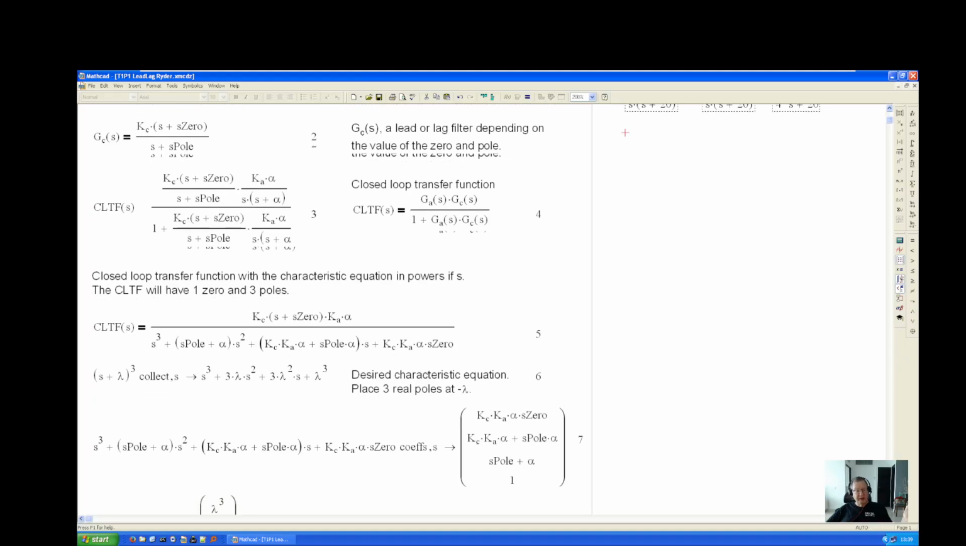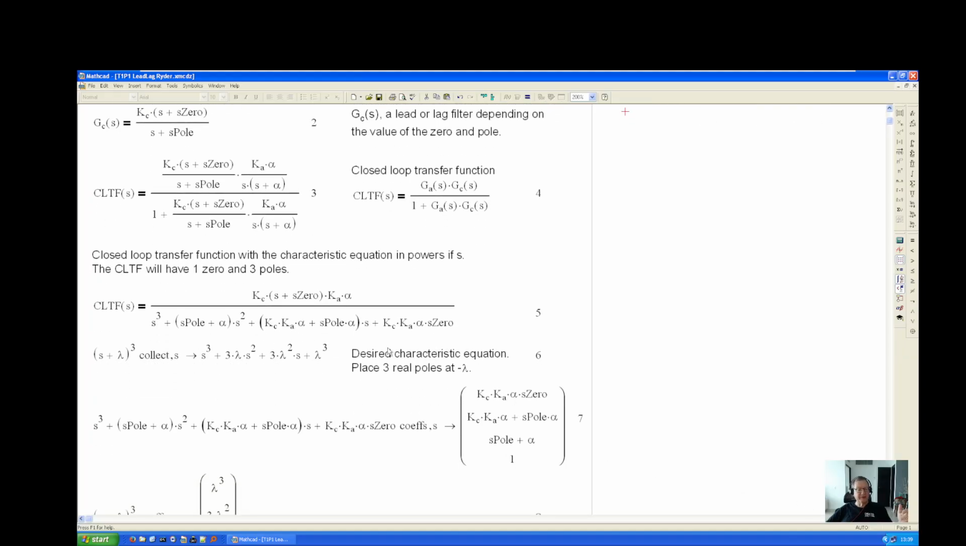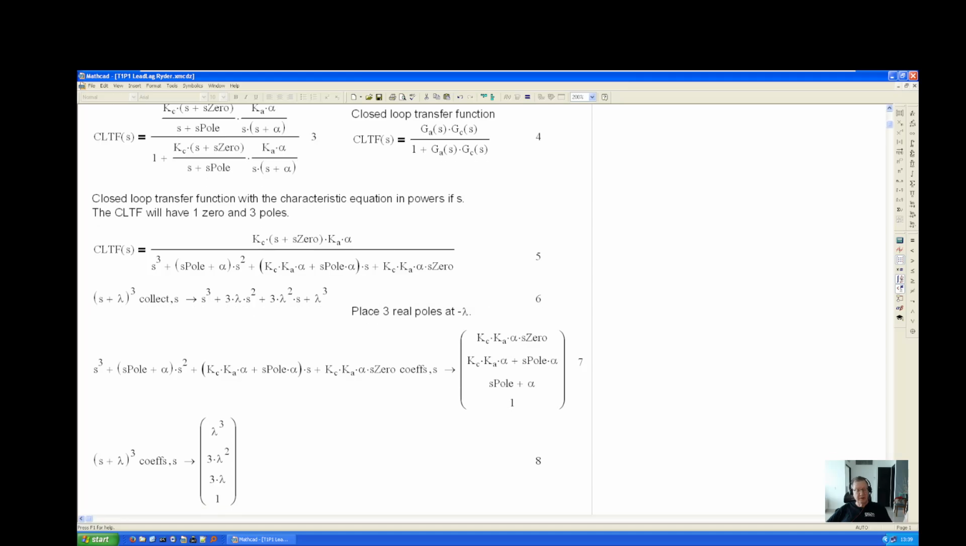what we do is we get the coefficients for each power of S. So let's just scroll down here a little bit. These are the coefficients for the current system. And then these are the coefficients for the desired characteristic equation. And what we need to do is equate them. In other words, we equate this lambda to the third power to this, and this to this, and this to this. And we have 3 equations, and we have 3 unknowns, which are Kc, which is the controller gain, and the pole, and then the zero for the controller.